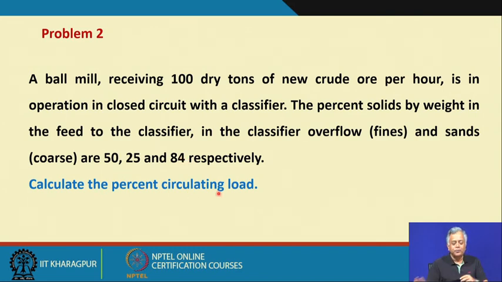So what is given? You are given the fresh feed, which is 100 dry tons, and the percentage by weight of the cyclone feed, underflow and overflow is given. How do I calculate?